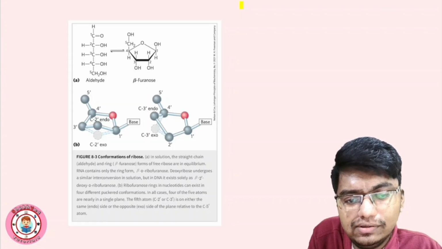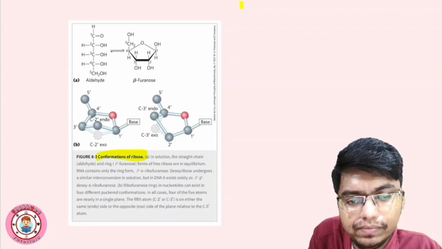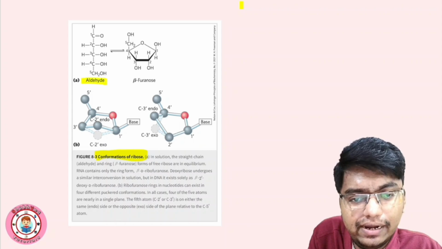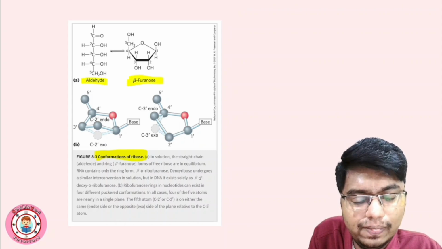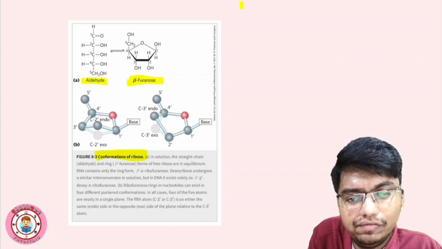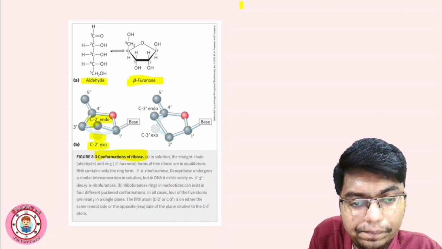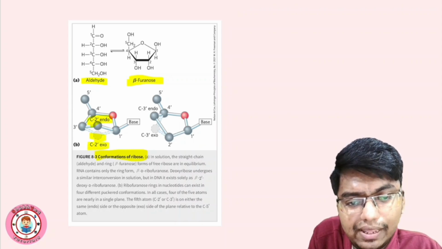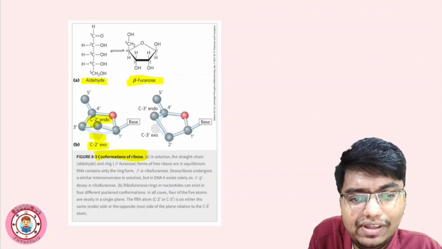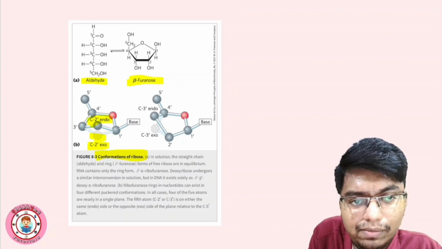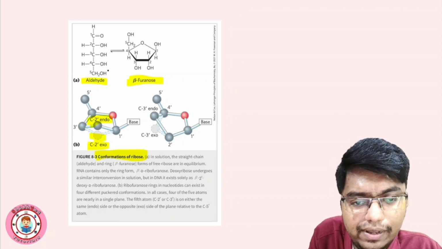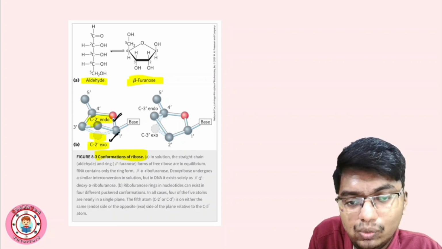Okay, now this is conformation of ribose, right? Aldehyde sugar, ring structure beta furanose, right? Beta furanose. So this is C2 endo and C2 exo. Okay, endo means facing upwards. You have to remember this. Important: C2 exo and C2 endo.